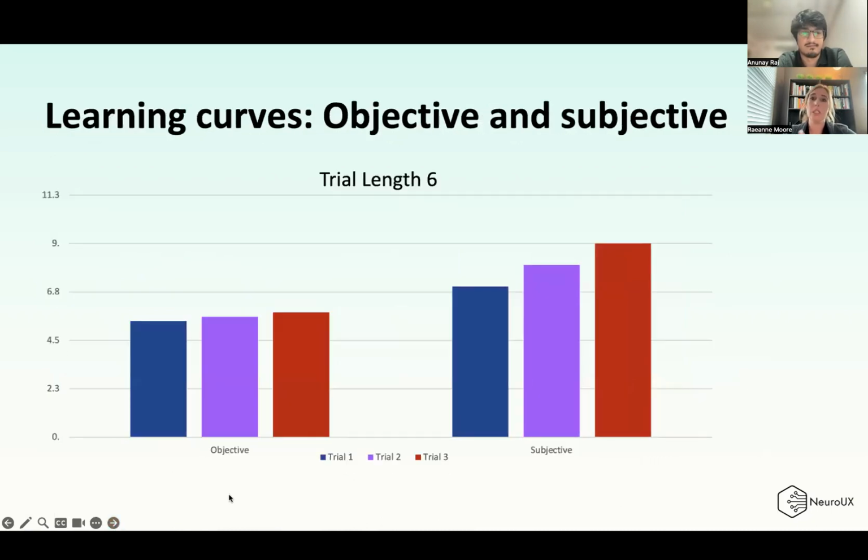When we looked at learning across trials, we see minimal learning here on this 6-length trial. You know, it's pretty easy. People are getting 5 or 6 words right consistently, but they thought they got so much better over the 3 trials, which is really interesting.